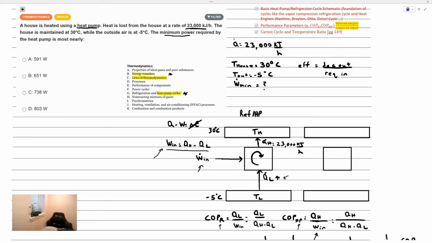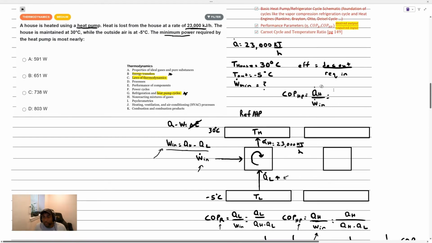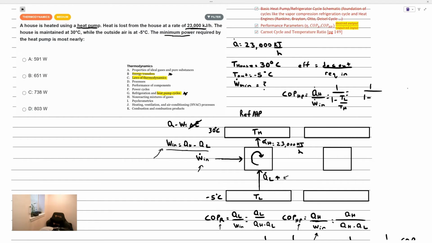Okay, so the COP for a heat pump is equal to the desired output, which is the Q dot H, over the required input. That's the minimum work input that we have. And for the Carnot case, we know that that's equal to this equation right here. Okay, so we know the temperature of our low temperature source and our high temperature sink, so we can plug in right here 1 divided by 1 minus the temperature of our low temperature source, and these must be in Kelvin here, which is really important.